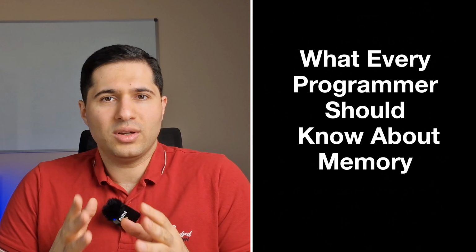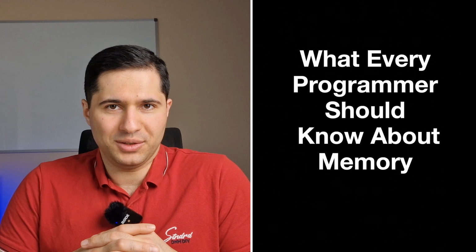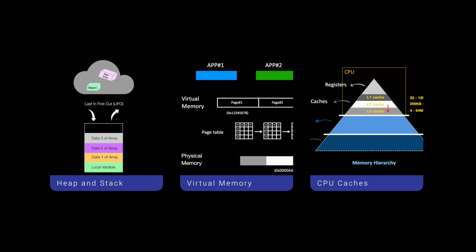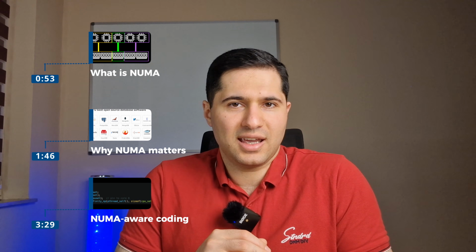So, hello everyone. Welcome back to the series of what every programmer should know about memory. So far we've talked about stack, heap, paging, virtual memory, and CPU caches. But today we are looking into something that becomes really critical when you want to scale your program. By the end of this video, you will learn what NUMA is, why it matters, and how to write NUMA-aware code that performs best on scalable machines.